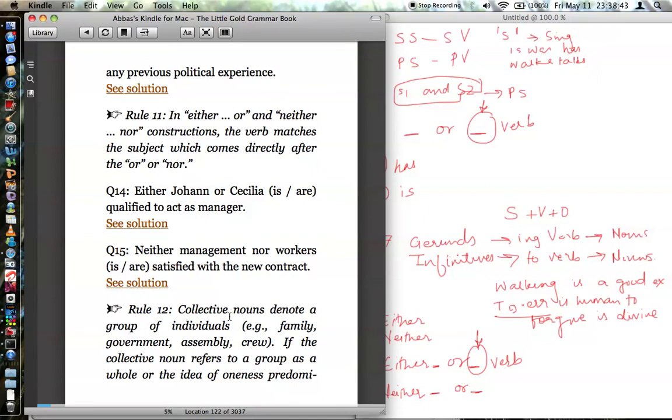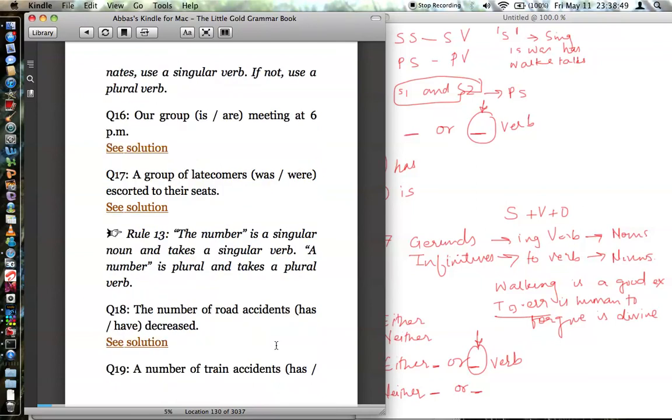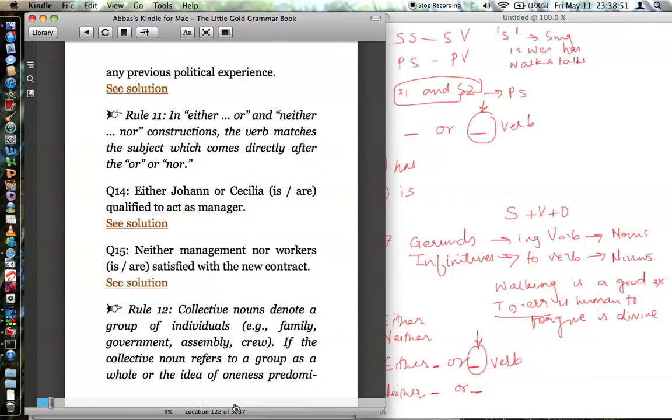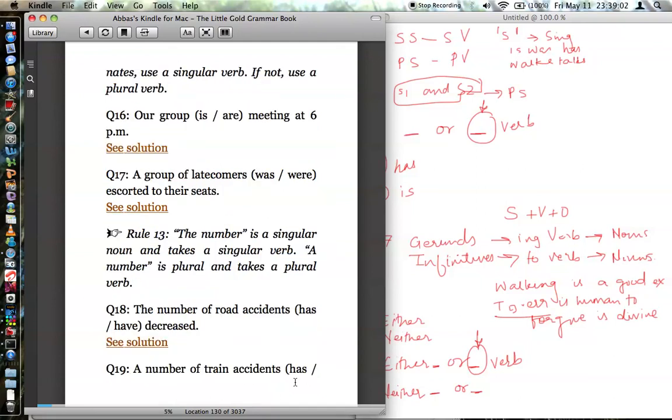And then collective nouns, for example family, government, assembly, crew. These are all singular. And basically, if the collective noun refers to a group as a whole idea, then it is considered singular. If not, you use a plural verb. So in this case, our group is meeting at 6 p.m. and a group of latecomers were escorted to their seats.